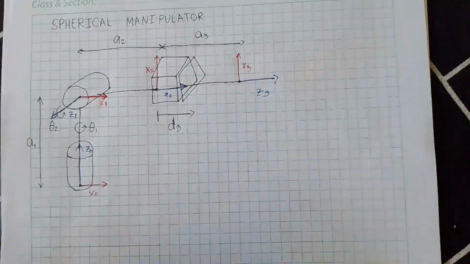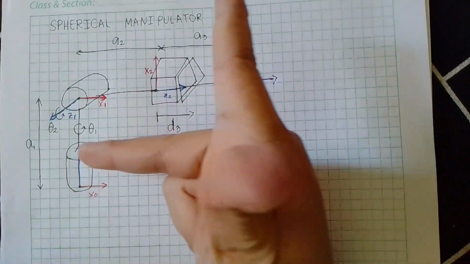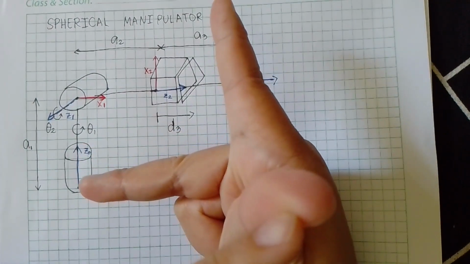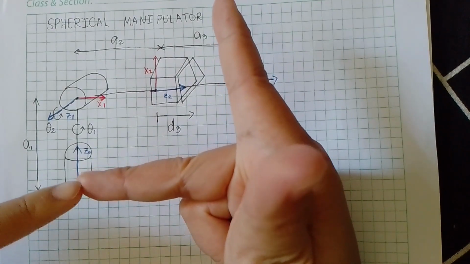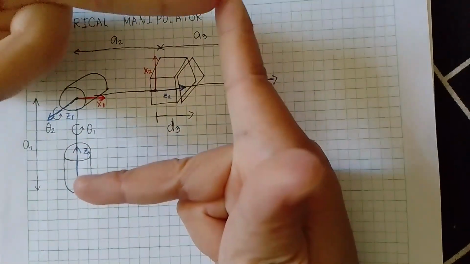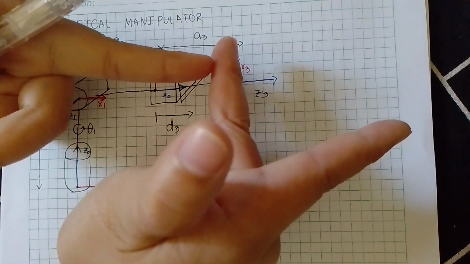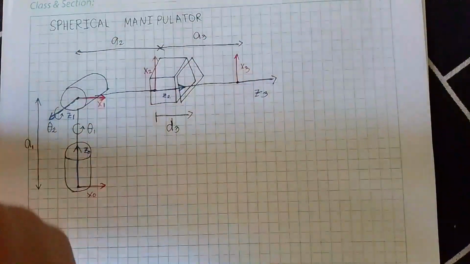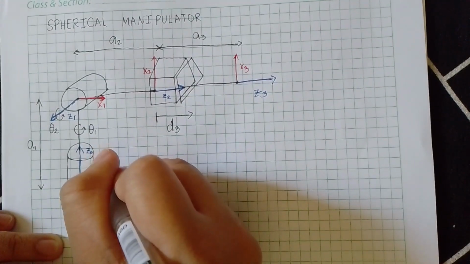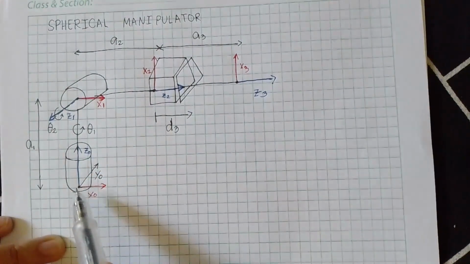Let's use black pen. For y sub 0, this one is z sub 0, pointing upward, and x is pointing to the right. Therefore, y sub 0 is backward. This one, like this. Y sub 0, like this, backward.